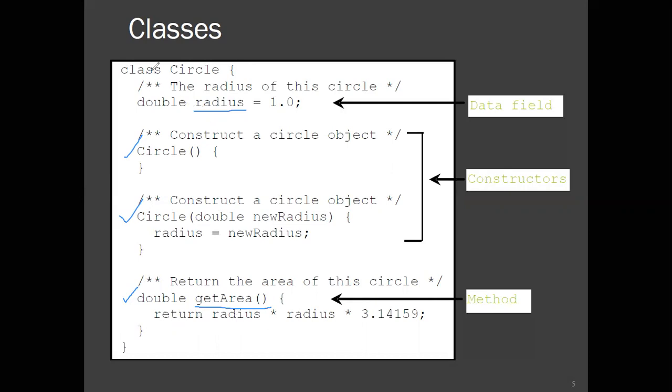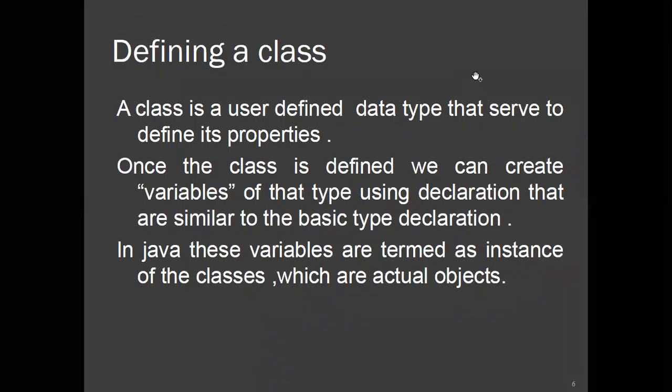So a class consists of various data fields, which are nothing but properties, and the constructors and the methods. Every class consists of data members, constructors and member functions. Simply we can understand it like that. Okay, let's go ahead. What is actually the syntax of the class? So let's see the syntax of a class.